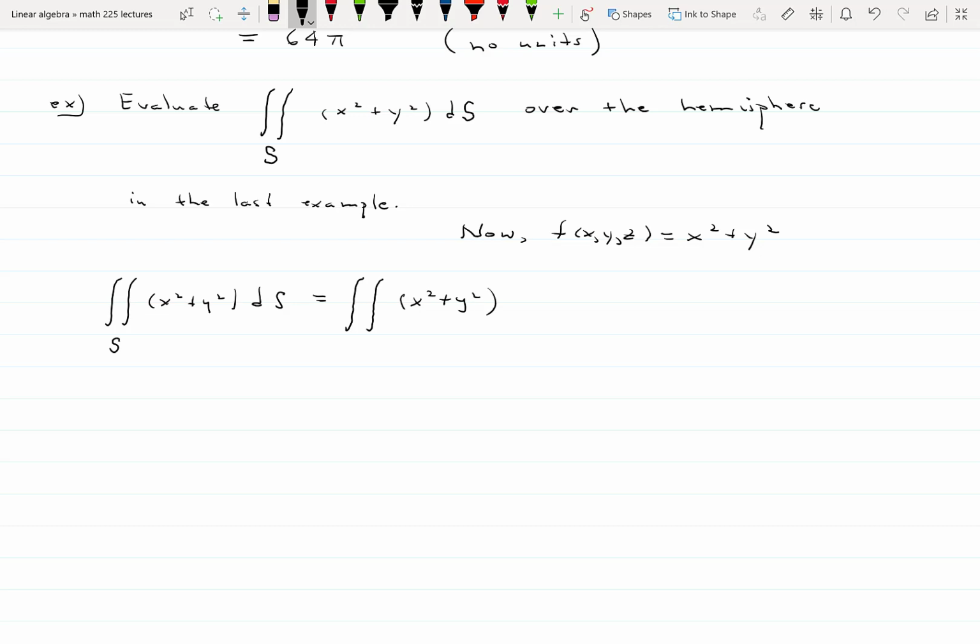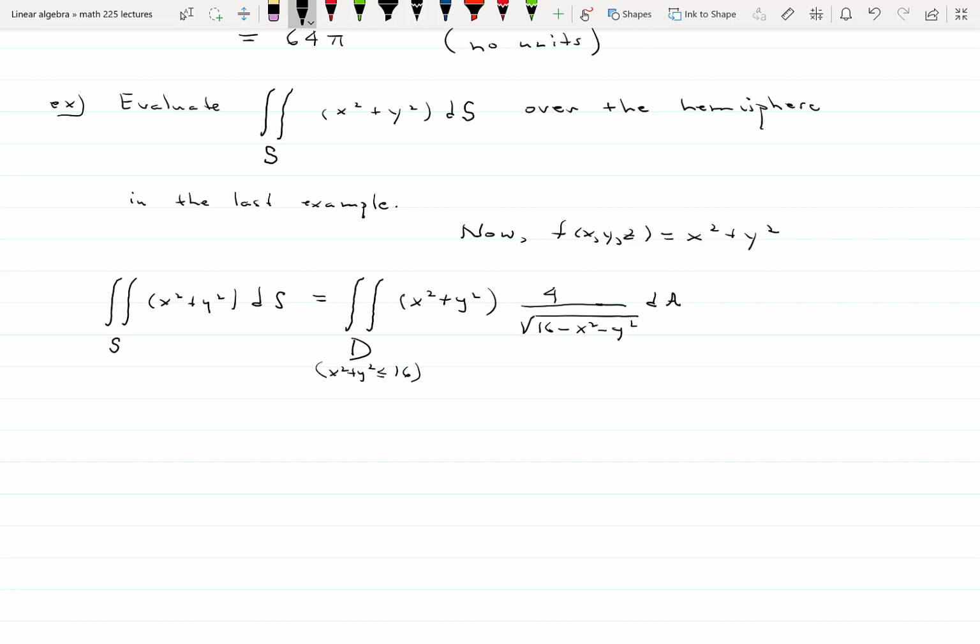Okay. ds is still 4 over the square root of 16 minus x squared minus y squared dA. Normally we'd have a lot of work to do because ds can be labor intensive, but we already did that work. And it's now over D, the circle, the disk x squared plus y squared less than or equal to, what is 16? Okay, just as a reminder.